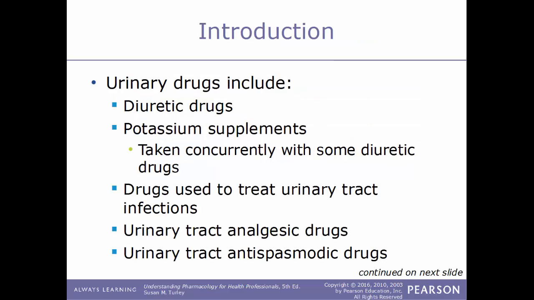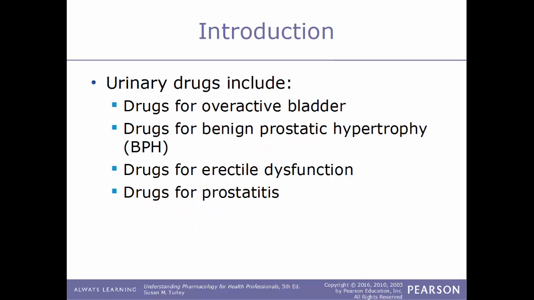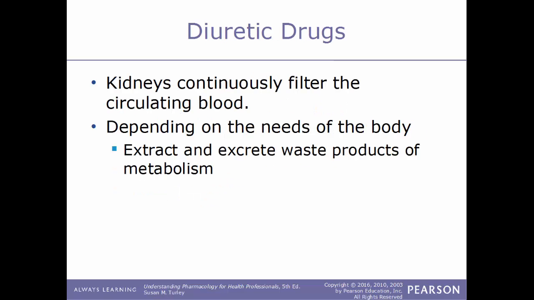Alright, we'll start off with an introduction. Urinary drugs include a variety of different things. These can include diuretic drugs, could be potassium supplements. These are often taken concurrently with diuretics. Drugs that are used to treat urinary tract infections, urinary tract analgesic drugs, urinary tract antispasmodic drugs, drugs that will treat overactive bladder, drugs for BPH, benign prostatic hypertrophy, drugs for erectile dysfunction, and drugs for prostatitis. So all these drugs I just listed all fall in the category of urinary drugs because they involve the urinary tract in some manner. Alright, we'll start off with diuretic drugs.